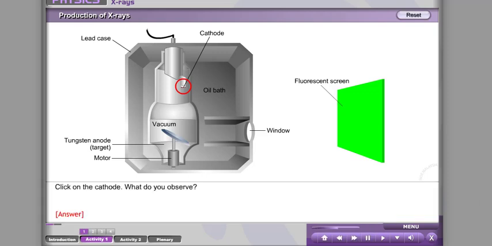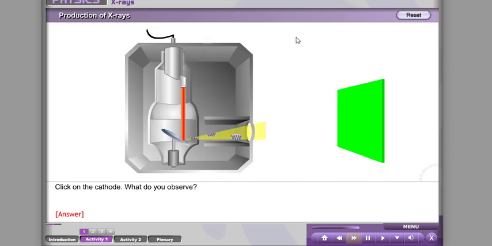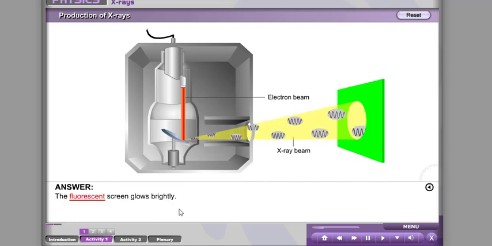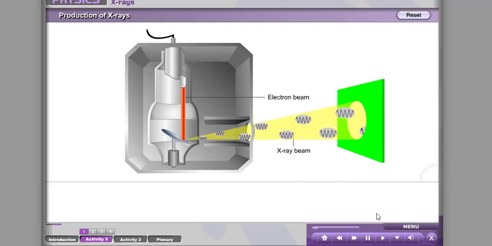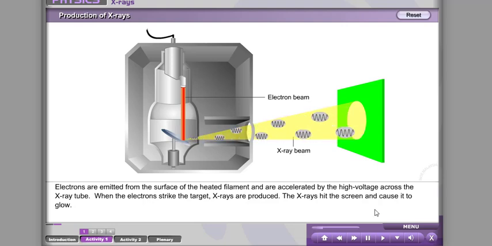Click on the cathode. What do you observe? Answer: the fluorescent screen glows brightly. Electrons are emitted from the surface of the heated filament and are accelerated by the high voltage across the X-ray tube. When the electrons strike the target, X-rays are produced. The X-rays hit the screen and cause it to glow.